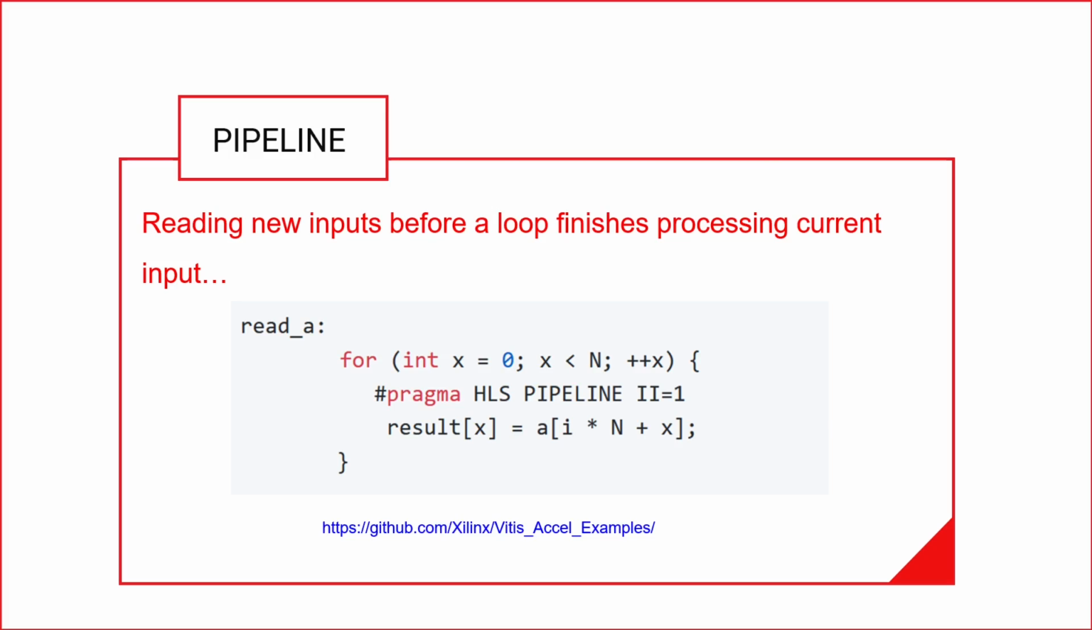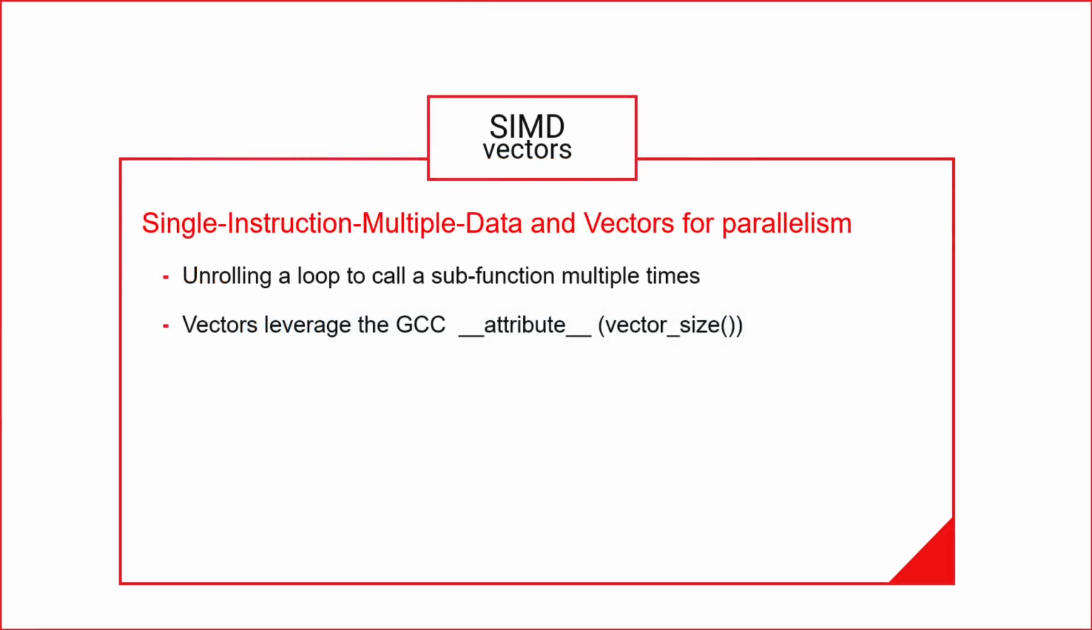The pipeline directive requests that this loop reads one element of the array at each clock cycle. Pipeline can implicitly create parallel hardware, for example in the case of nested loops, but parallelizing hardware can be done by looping through instantiations of a subfunction or using the unroll directive.